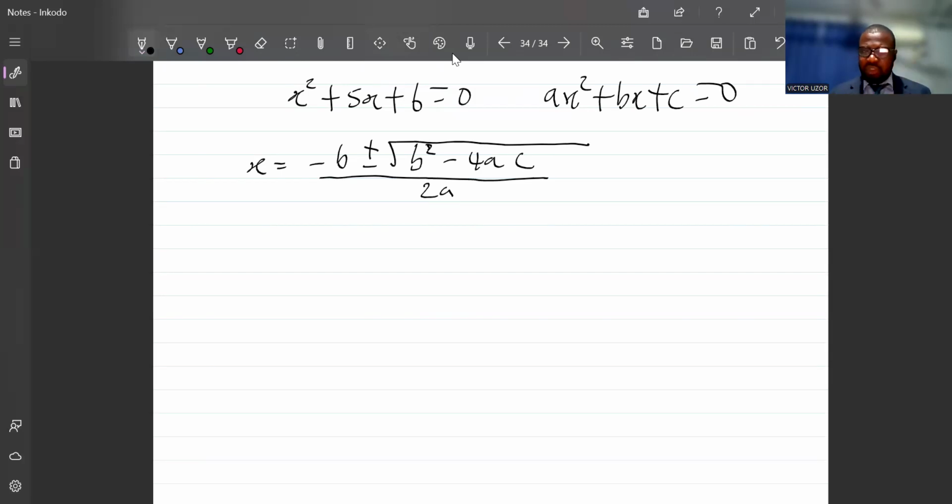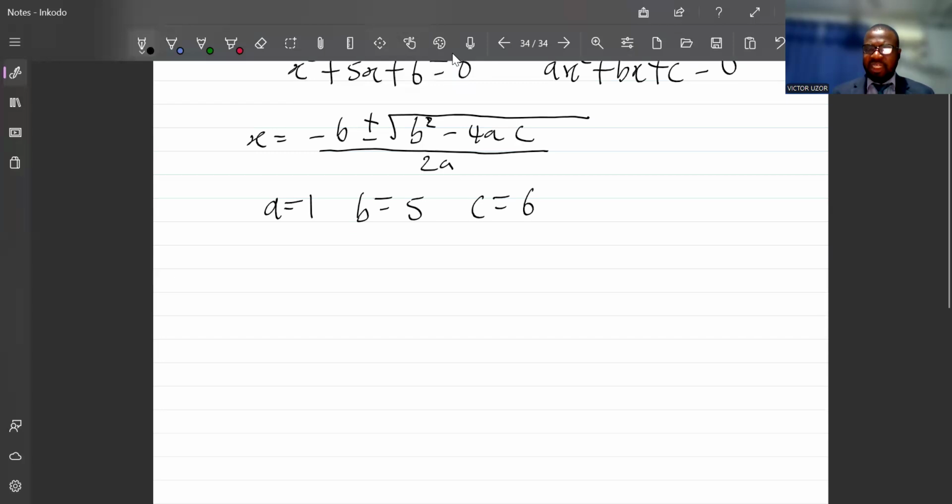Now, there's what they call the coefficient of x squared. A coefficient in mathematics is the number that comes with an alphabet. So when I have 5a, 5 is the coefficient of a. Going back to this question, the coefficient of x squared in this case is 1, so our a is 1. Our b, the coefficient of x, is 5, and our c is 6.